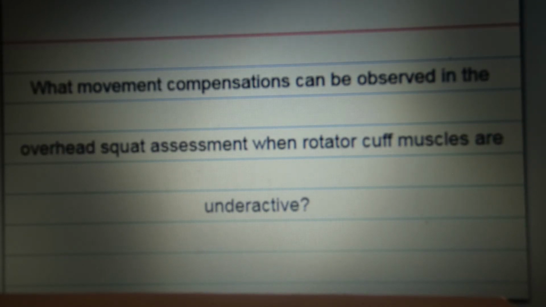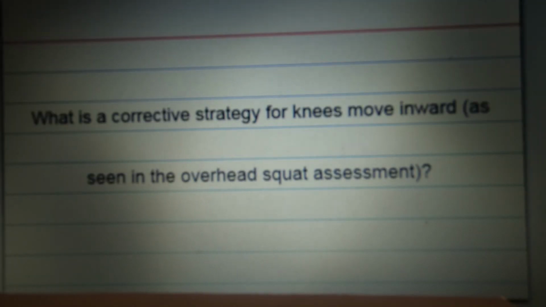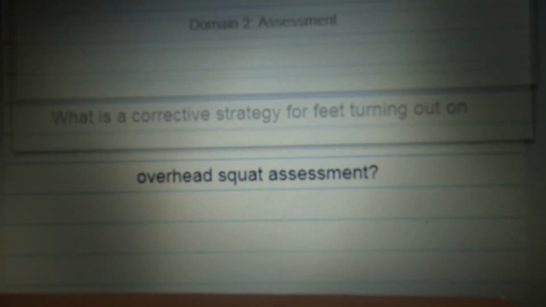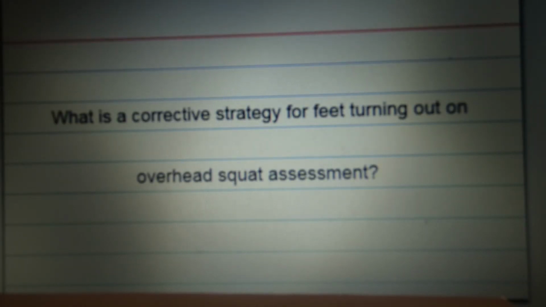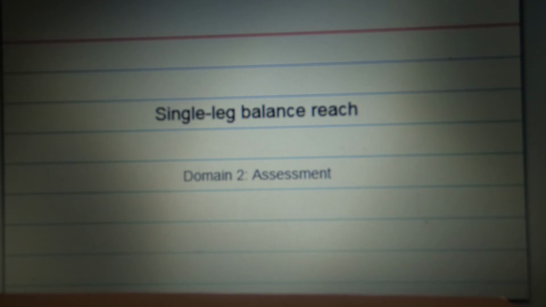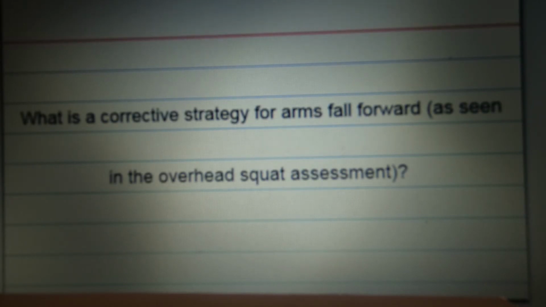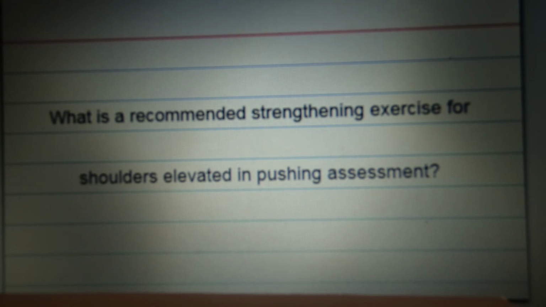What movement compensations can be observed in the overhead squat assessment when rotator cuff muscles are underactive? Arms fall forward. What is the corrective strategy for knees move inward as seen in the overhead squat assessment? Tube walking. What is a corrective strategy for feet turning out in the overhead squat assessment? Single leg balance reach. What is the corrective strategy for arms fall forward as seen in the overhead squat assessment? Squat to row.